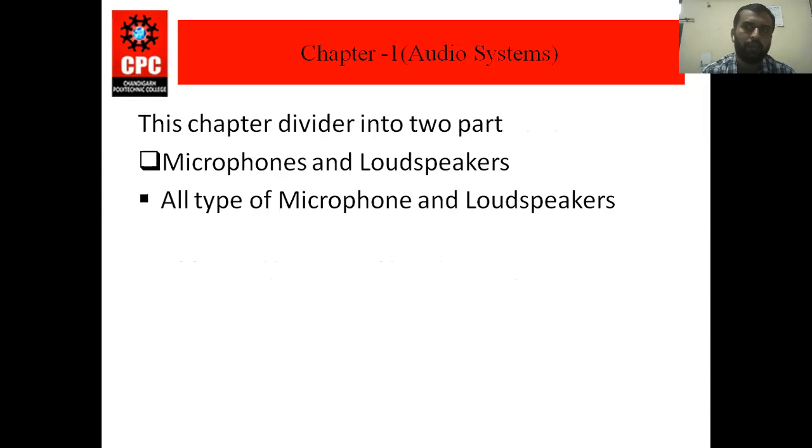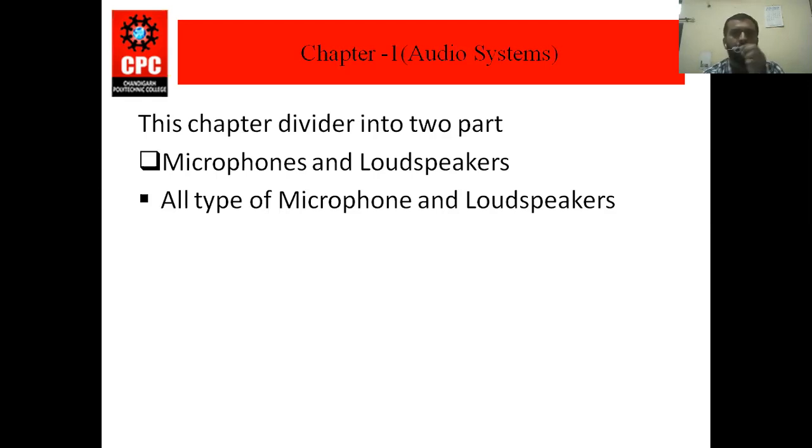For example, microphones: carbon microphone, moving coil microphone, or ribbon microphone. And for example, loudspeakers: multi-way speaker, horn speaker, which we use in our rallies or on top of our gurdwaras or mandirs. You have all seen the horn loudspeaker. The function of a horn loudspeaker is to transmit the audio signal to a long distance, and the function of a microphone is to convert the audio signal into an electrical signal.